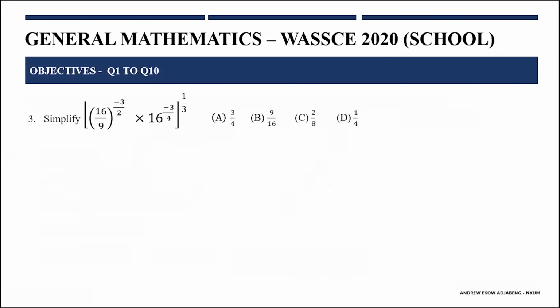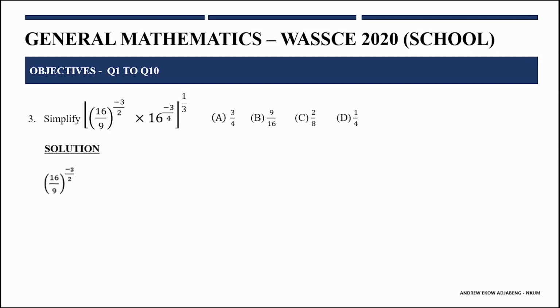The next question says, simplify (16 over 9) all in brackets, raised to the power of the fraction negative 3 over 2, times (16) raised to the power of the fraction negative 3 over 4, all in brackets, all raised to the power of the fraction 1 over 3. And these are our possible answers. Let's look at the solution.